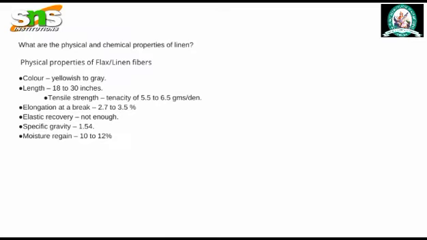What are the physical and chemical properties of linen? Physical properties of flax or linen fibers. Color yellowish to grey. Length 18 to 30 inch. Tensile strength, tenacity of 5.5 to 6.5 gms per denier. Elongation at the break 2.7 to 3.5%. Elastic recovery not enough. Specific gravity 1.54. Moisture regain 10 to 12%.